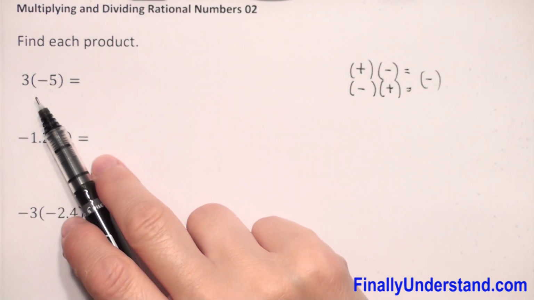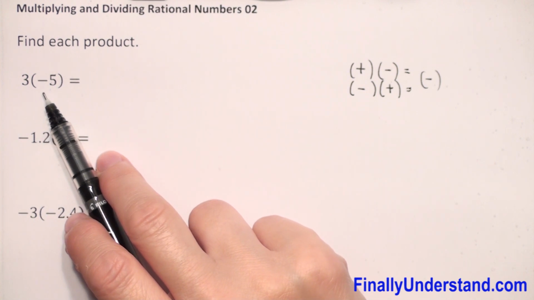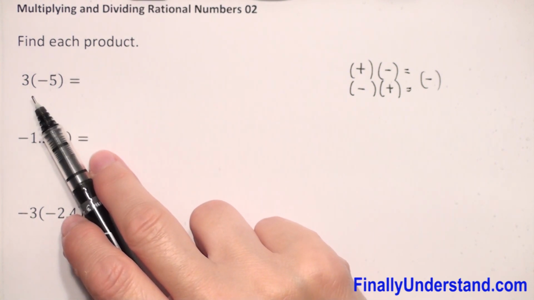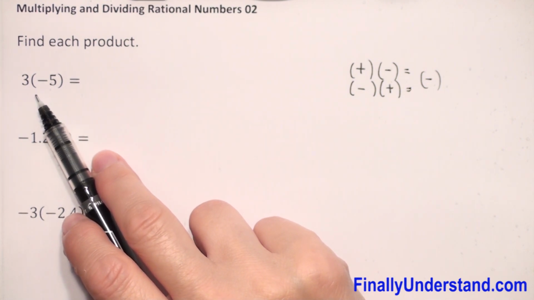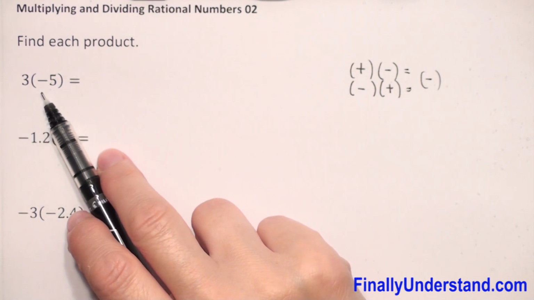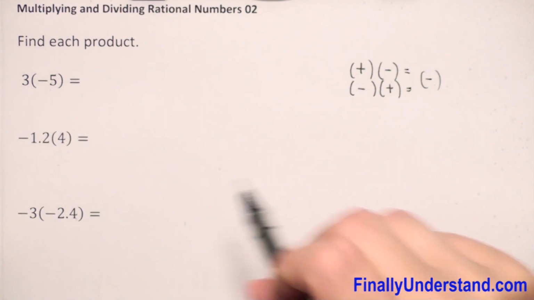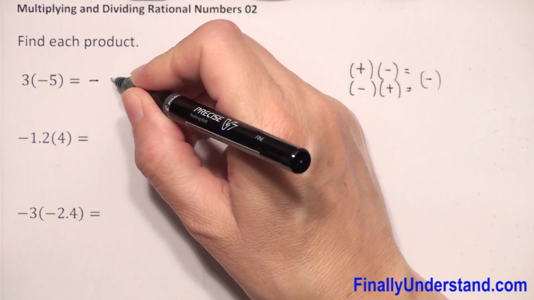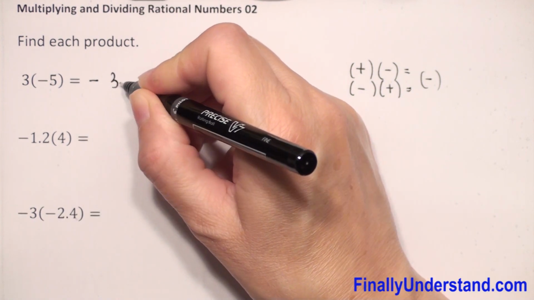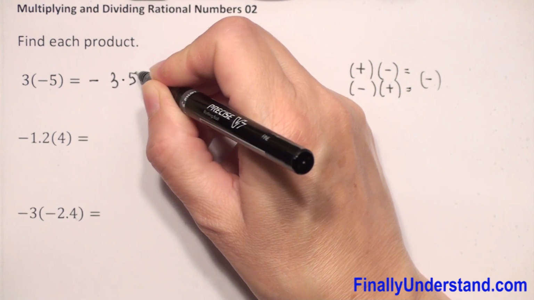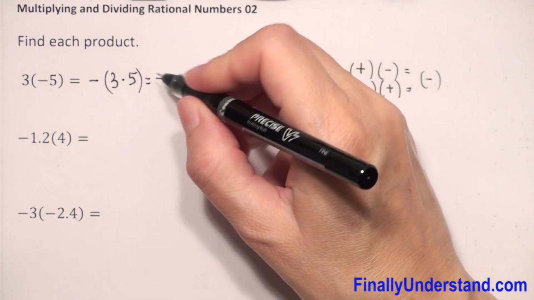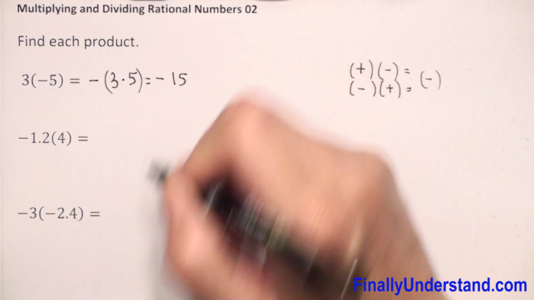So first, when we have multiplication, and one number is positive, one negative, or both negative, we have to decide the sign of our solution. So positive times negative gives me negative. So here write a negative sign, and now we have to multiply 3 times 5 only. Negative sign we copy. 3 times 5 is 15.